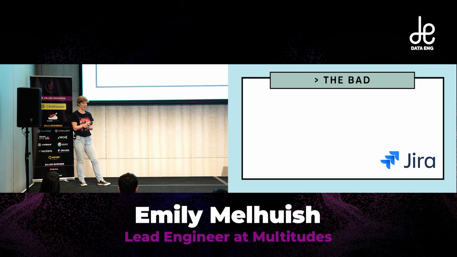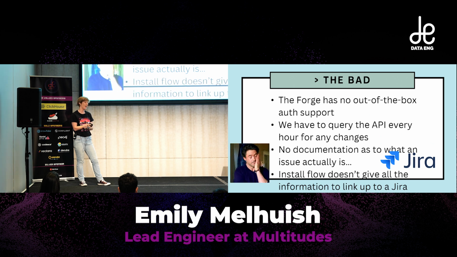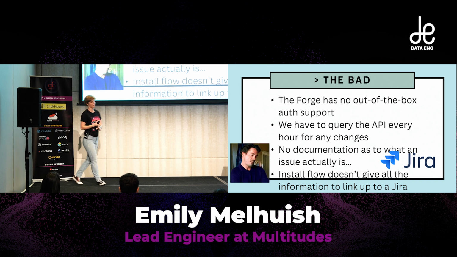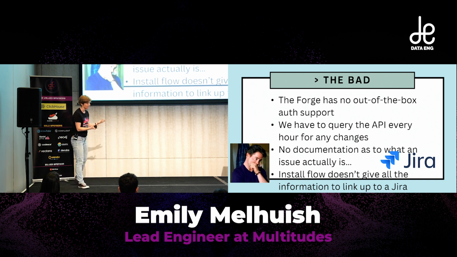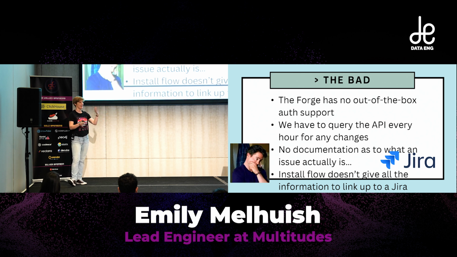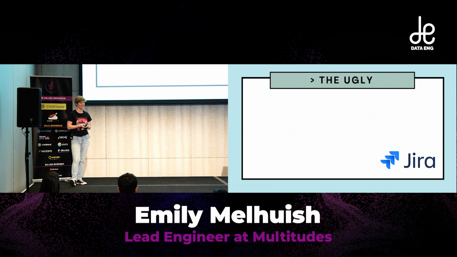The bad. So more than I can fit on this slide. Just to ramp through them all: Forge has no out-of-the-box auth support. Your app is actually just public on the internet, obscured by URL. You have to build your own. We have to query the API every hour for every customer, even if there aren't any changes. There's no documentation as to what an issue actually is, what fields to expect, etc. The install flow doesn't give us all the information. We had to build our own install flow and OAuth flow to verify who's Jira and who's in Multitudes. There's this other obscure REST Agile API that we didn't know about that has other information, and just so much. But it gets worse.